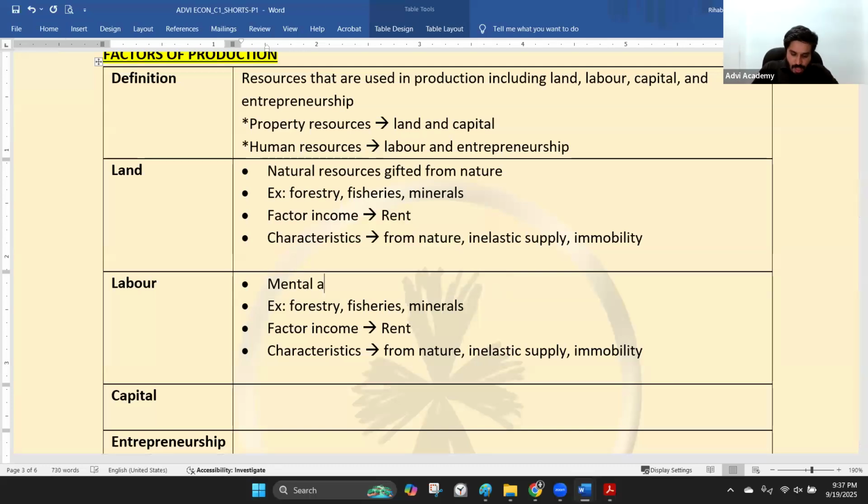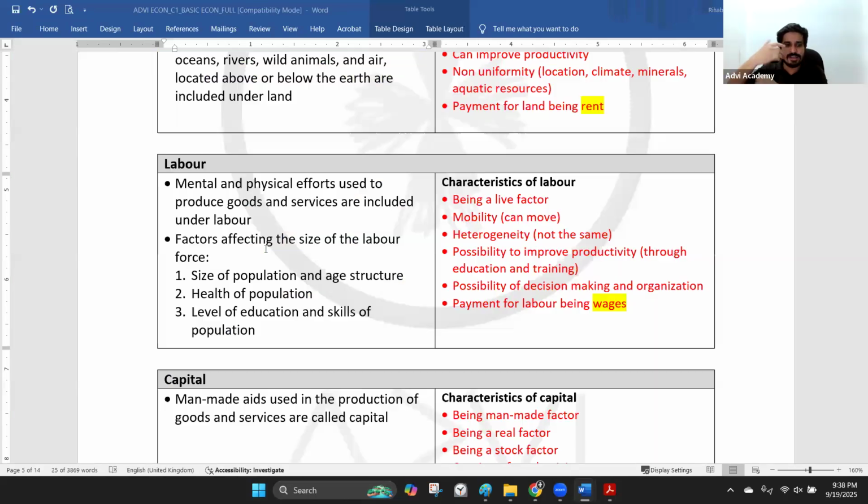Mental and physical efforts of humans. Okay. That is your labor. Example, in terms of, if you're a doctor, you're putting mental effort, right? If you're a student, you're anyways mental. If you're a teacher, you're putting mental effort.